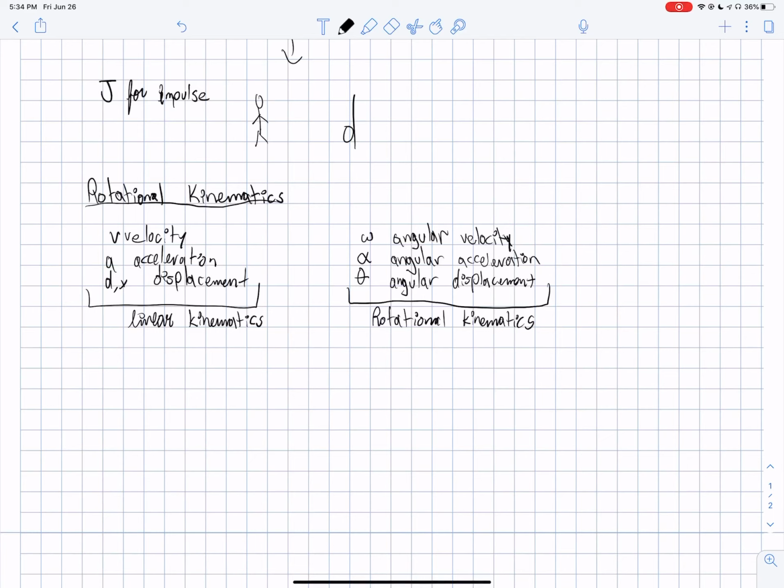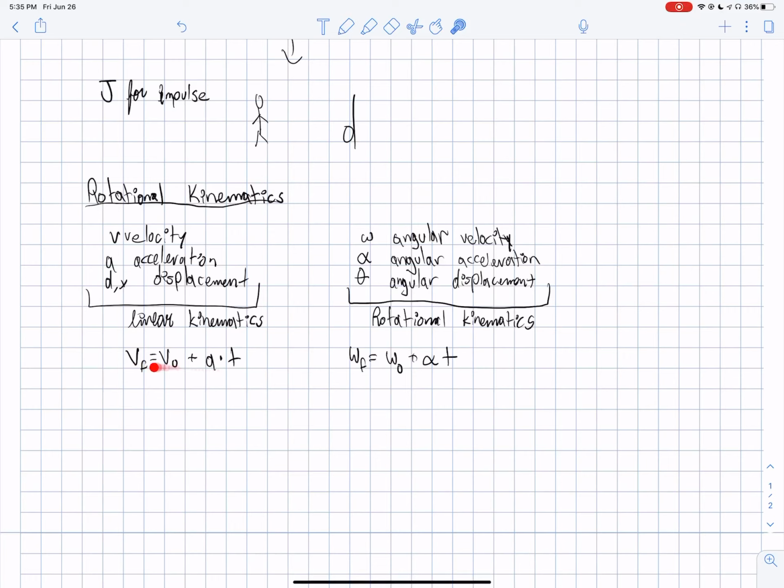Now, you may remember how in linear kinematics you have some basic equations that you use to solve your problems. For example, you had v final is equal to v initial plus acceleration times time. In rotational kinematics, you have similar equations, except we're not going to use the linear values. Instead, we're going to use the angular, rotational values. So instead of using v, we're going to use omega. Instead of using a, we're going to use alpha. So this first equation would become omega final is equal to omega initial plus alpha t.